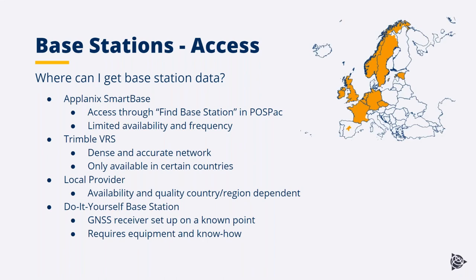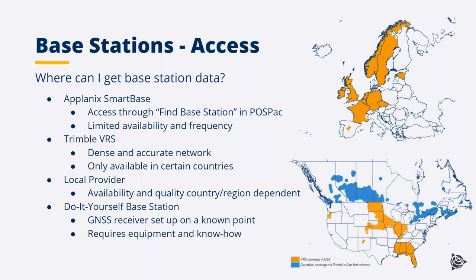If we think about the Trimble VRS network, I can show a couple images. On the top is Europe. The places in orange are covered by Trimble-owned network. Also, there are some countries where there is a network based on Trimble technology, but it's not owned by Trimble. And at the bottom, it's the same image for Canada and USA. There are some states which are nicely covered in USA and also some regions in Canada, but not everywhere.